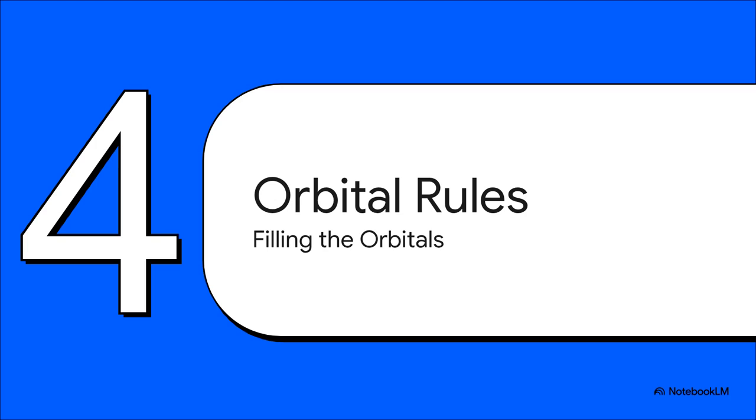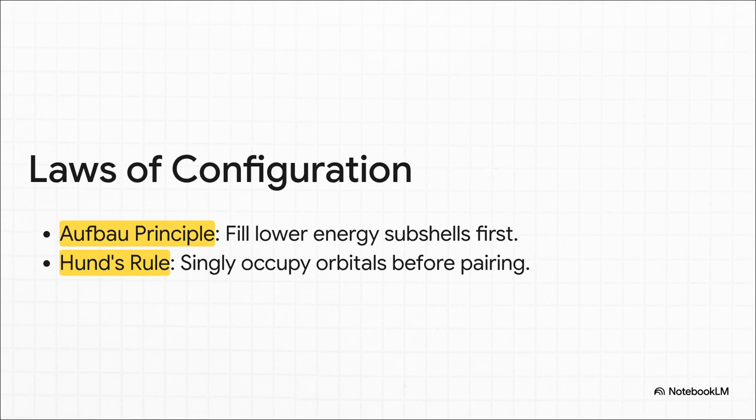Section 4. Rules of the orbital house. So the crucial point is this. Now we know where they live, but how do they actually fill up these rooms? Well, nature is incredibly efficient and always prefers the path of lowest energy. The 2 governing laws of configuration explain this perfectly.